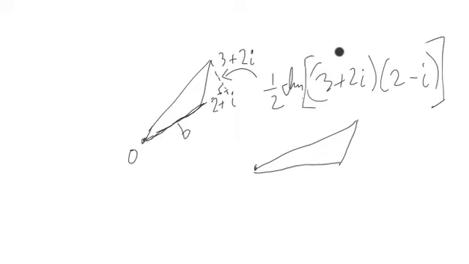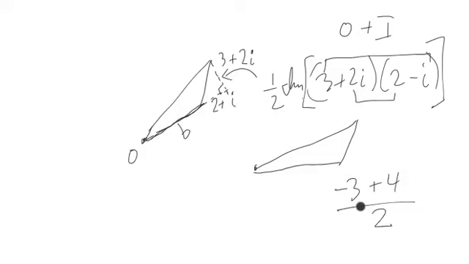Imaginary, remember, is just the O plus I of the FOIL, so the outside and the inside. We're just looking at the coefficients of i in order to get that. So we get -3 and we get +4. That's the O plus I. And then we divide by 2, and that'll give us the area.